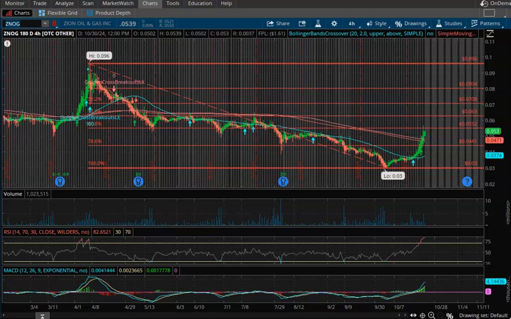In this video, we're going to go over some technical analysis on ZNOG, ticker symbol ZNOG. Talk about what in the world is going on with the price action, where we might be going from here, key levels of support and resistance to take a look at in the short term and the long term.